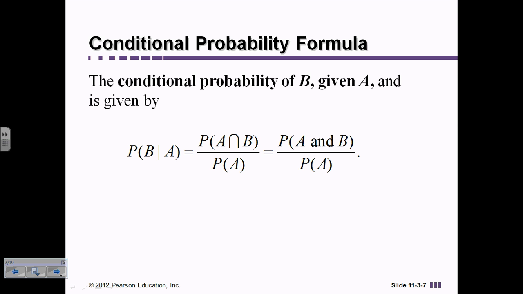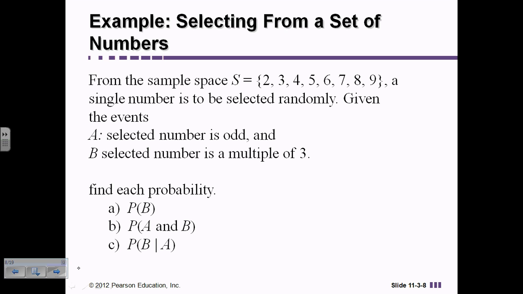So the formula for this is read this way. The probability of B given A is the probability of A and B happening. So we have to look at what would be the intersection of those two things. And then we divide that by the probability of just A happening. So let's look at an example so it makes a little bit more sense.